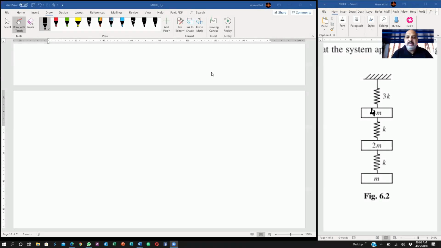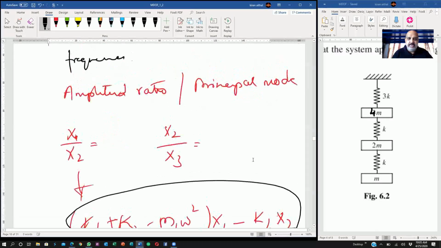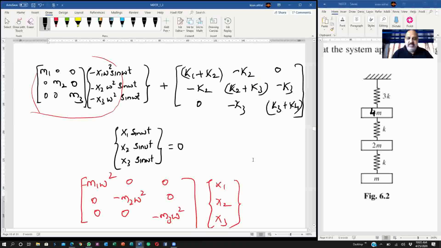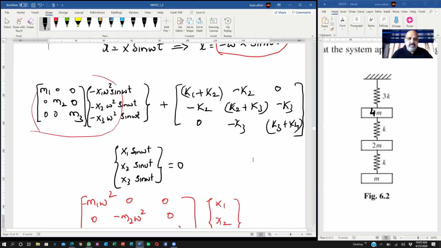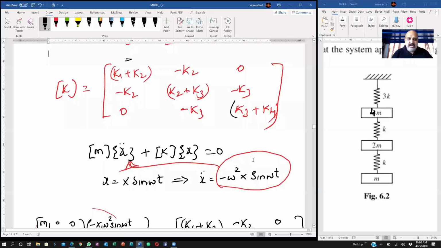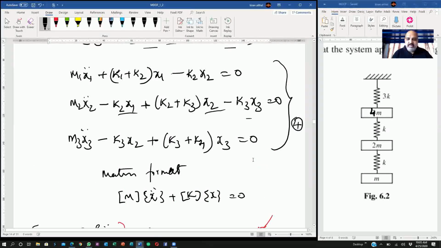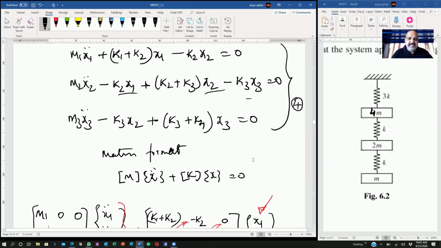Now, before going to solve the problem, let's understand what we have learned in the previous class. I will brief you about how to go about the problem. Yesterday we have seen one problem. The first procedure is to get the equations. Once we have developed the equation of motion, get it in the matrix format.